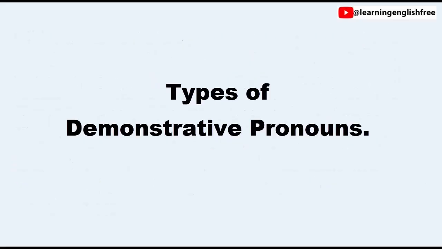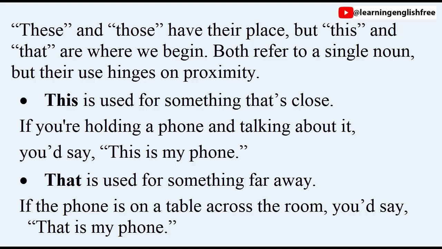Types of demonstrative pronouns. This and that, singular form. These and those have their place, but this and that are where we begin. Both refer to a single noun, but their use hinges on proximity. This is used for something that's close. If you're holding a phone and talking about it, you'd say, "This is my phone." That is used for something far away. If the phone is on a table across the room, you'd say, "That is my phone."